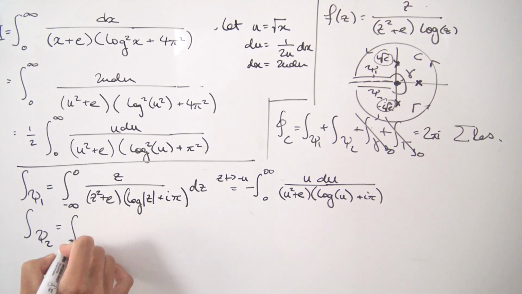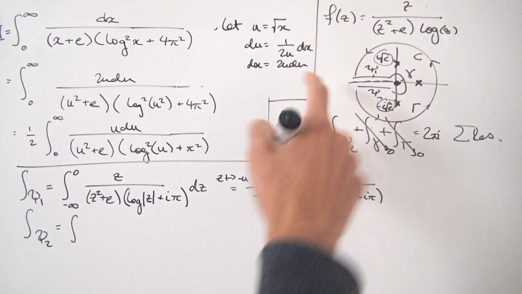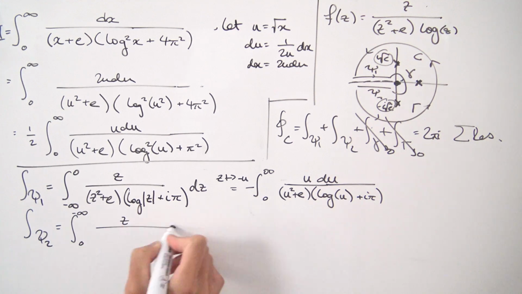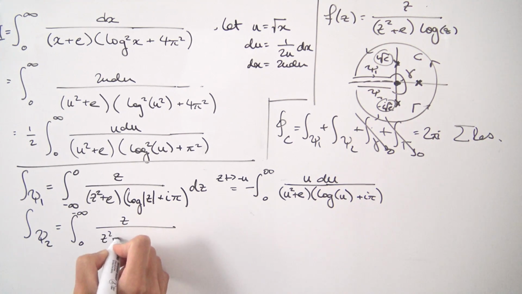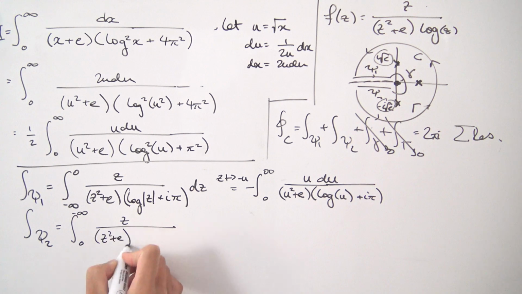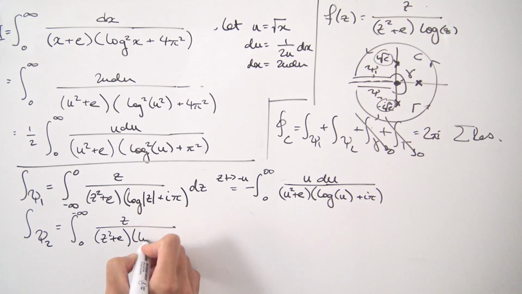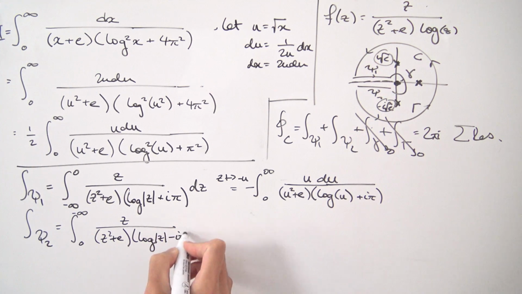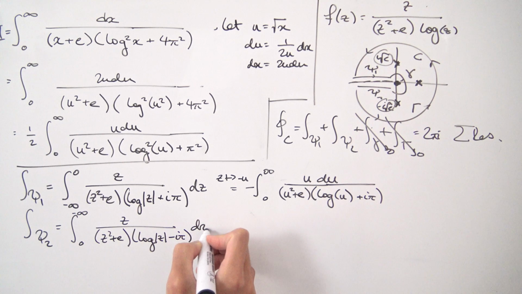So that's going to be the integral. Psi 2 is running from 0 back to negative infinity. And then we're going to have z over, well, basically the same thing. But now with the logarithm, what is the logarithm going to approach? It's going to approach log, absolute value of z, and then minus I times pi because we're from below.